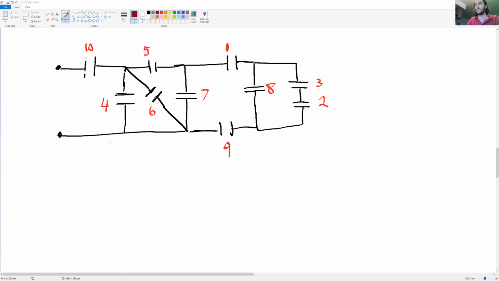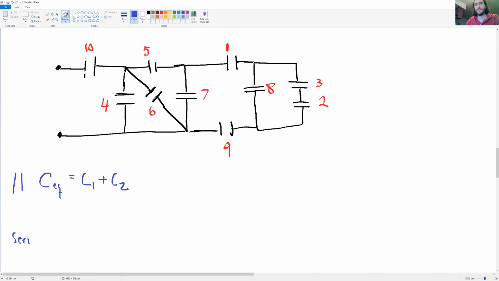Okay, let me remind everyone of the rules here. So for capacitors in parallel, CEQ is C1 plus C2. Wow, my mouse is just magically working now.